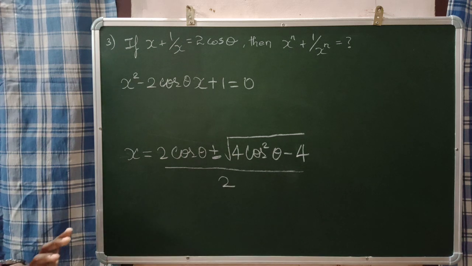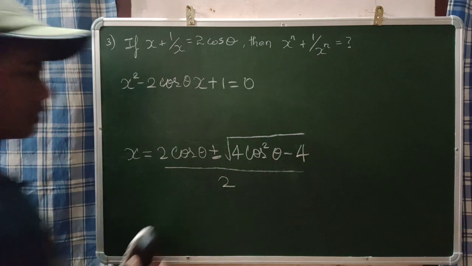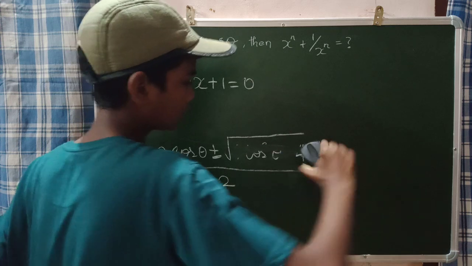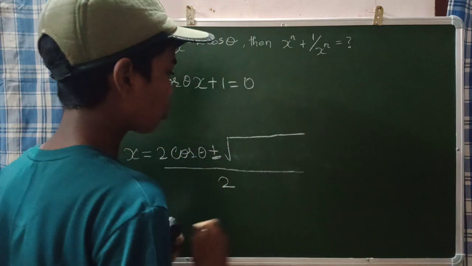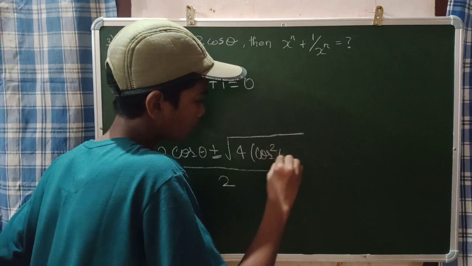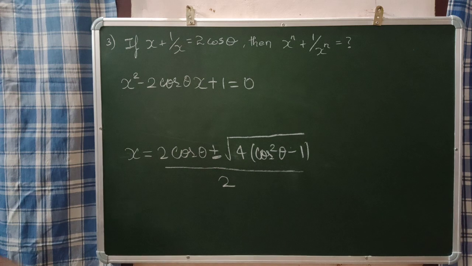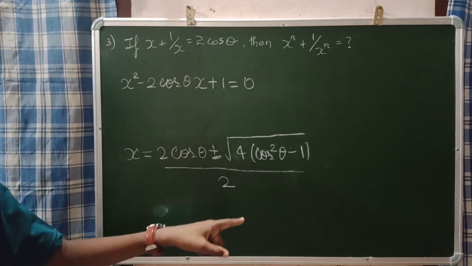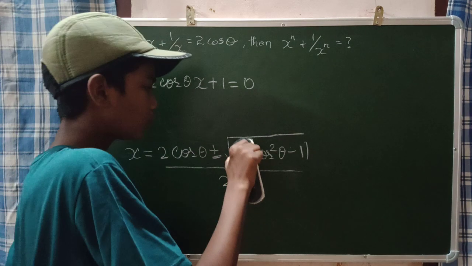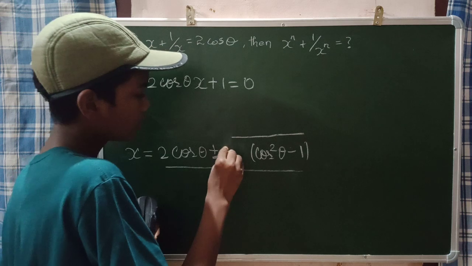Now listen carefully. In the discriminant, I will take your 4 common. So 4 into cos square theta minus 1. Now guys, a very simple thing. As we know 4 is 2 square, so I will take it out of the root itself. So 4 is your 2 square. That's why I will take it out of the root.